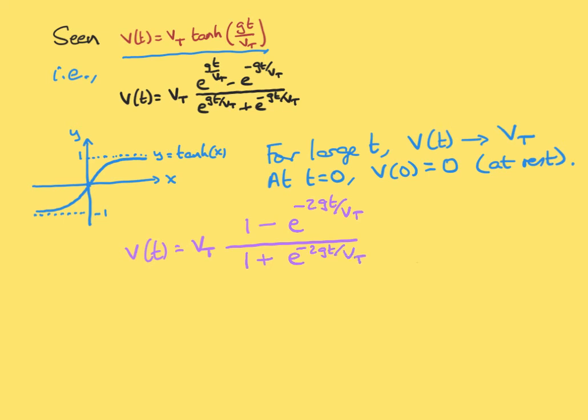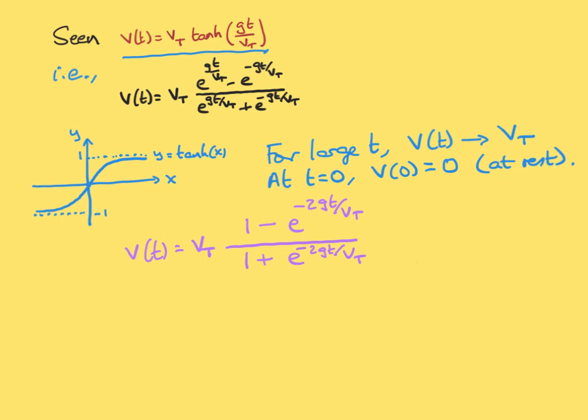We start at t is naught. At t is naught, this exponential is e to the naught, which is 1, so it vanishes. So it starts at rest. And then as t increases, we are subtracting something smaller and smaller from this. And in the denominator, we are adding something which is also becoming smaller and smaller. So this is going to always be less than 1.